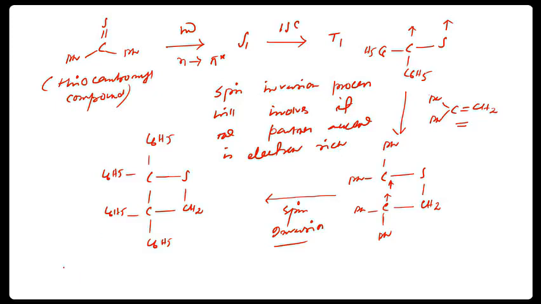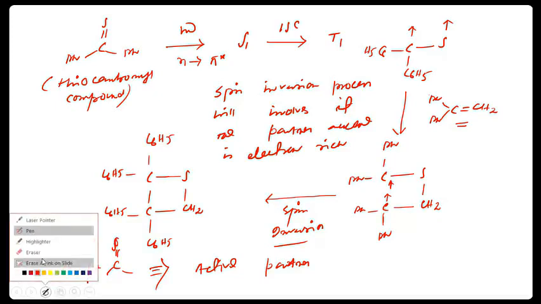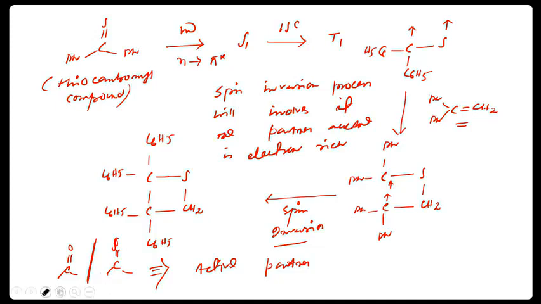So the C=O and C=S are going to be the main active partner. Why do I call it the main active partner? Because it is the molecule that is going to be excited by light and become ready for the reaction. Then we'll see another fantastic example for Paterno-Büchi reactions.